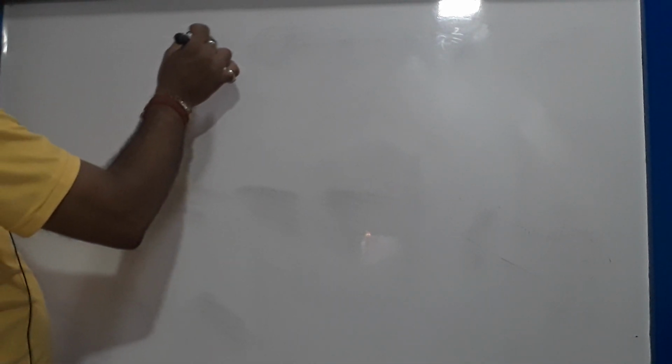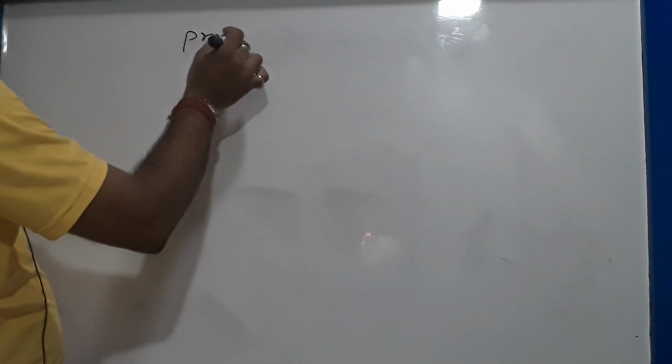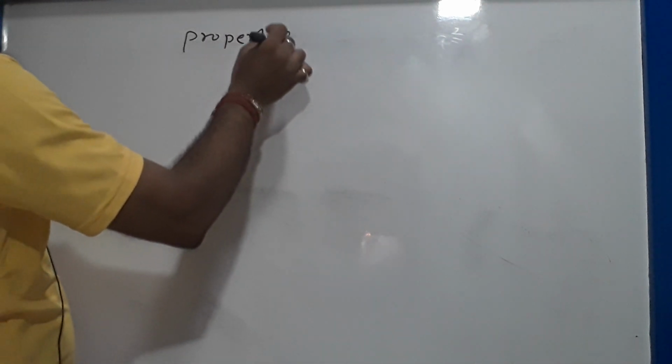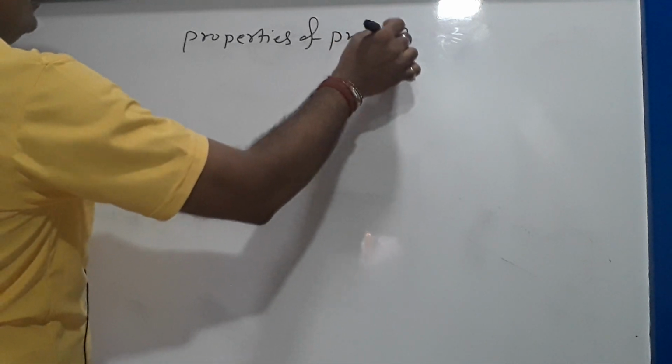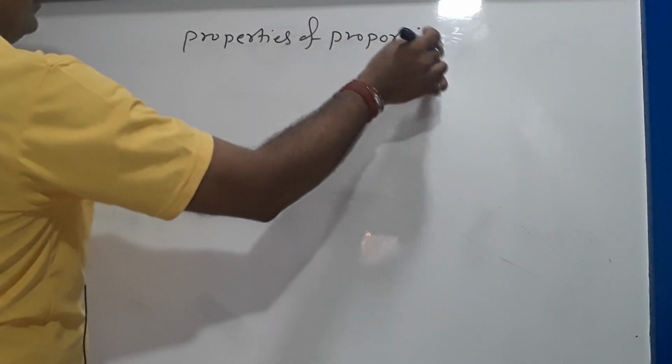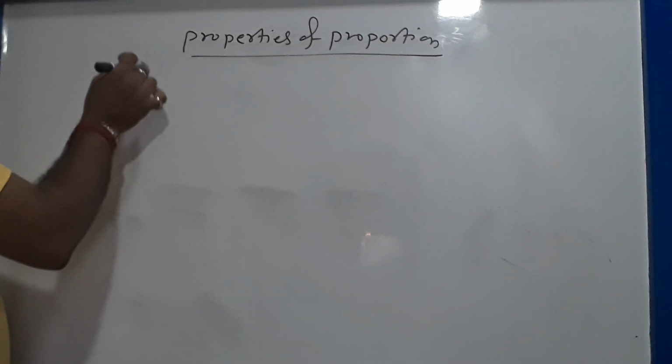We use continued proportion or mean proportion. Then it comes properties of proportion. Then it comes the important part, properties of proportion. First is invertendo.